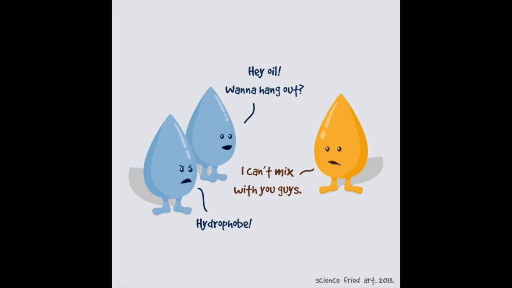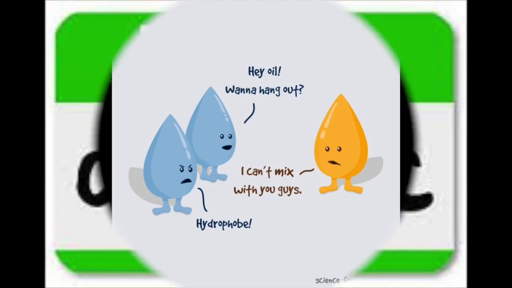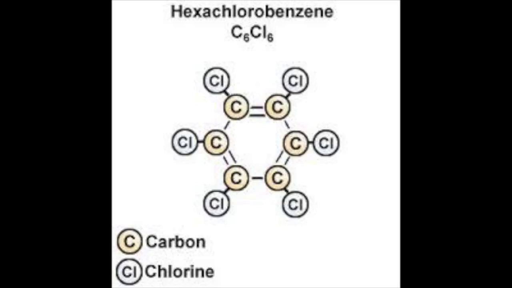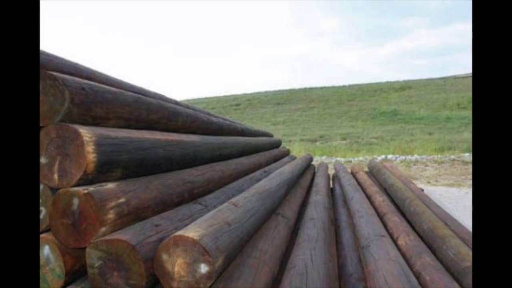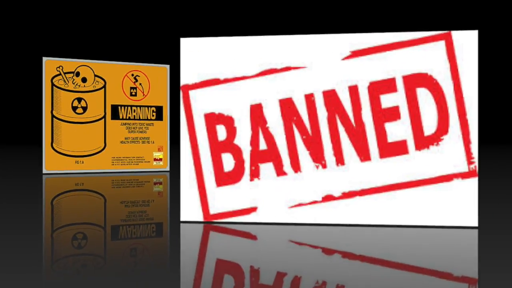Hexachlorobenzene, or HCB, is an odorless, chlorinated, hydrophobic organic compound with the chemical formula C6Cl6. It's a white crystalline solid that is highly soluble in fats, oils, and inorganic solvents. Previously, HCB was used in the production of fireworks, ammunition, rubber, wood, and was also a pesticide. However, due to its harmful effects on human health, HCB use was banned.